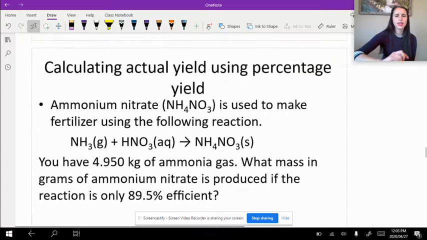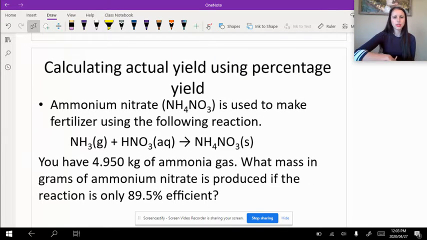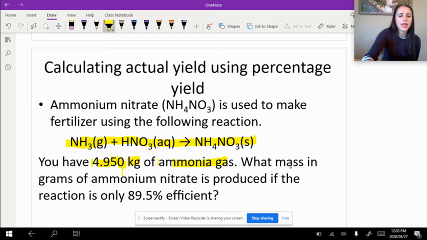So we're going to be calculating the actual yields using our percentage yields, and we're going to be looking at this chemical reaction here. So we're going to be looking at ammonia coming together with nitric acid to form ammonium nitrate, which is used in fertilizer. We've been given this value here, 4.95 kilograms of ammonia gas. What mass in grams of ammonium nitrate is produced if the reaction is only 89.5% efficient? You're going to notice that we've been given a slightly different value, but our steps are actually going to be very similar.